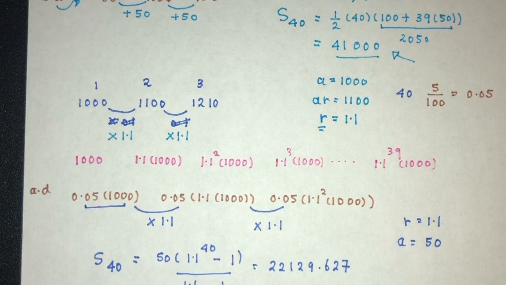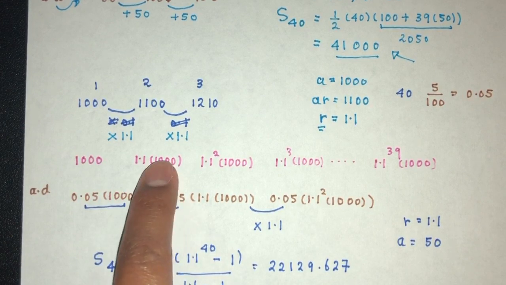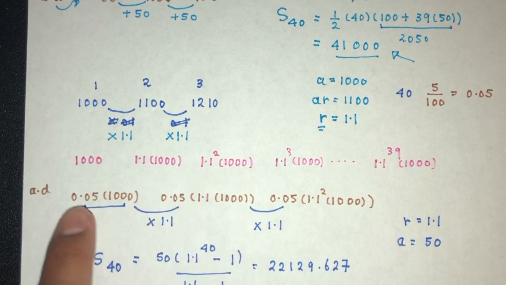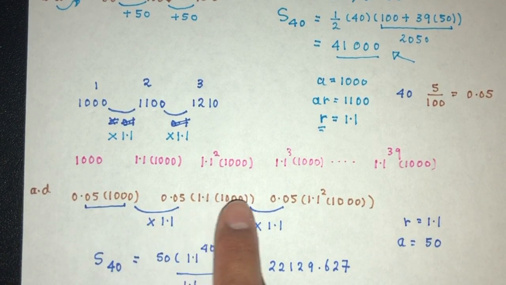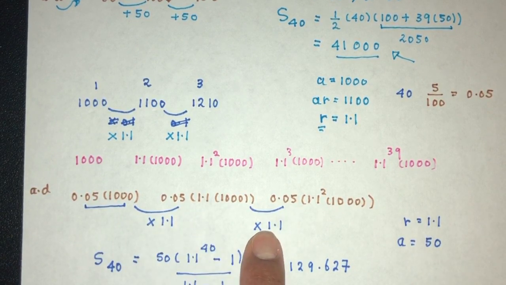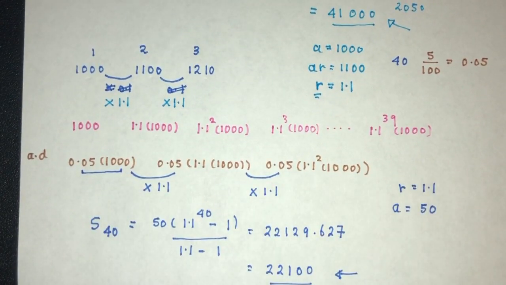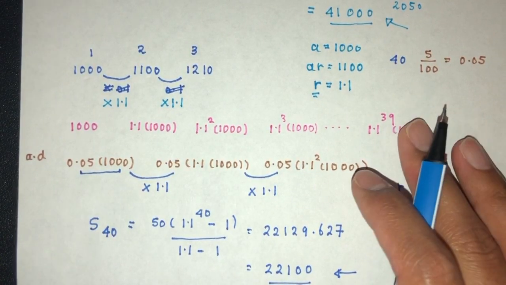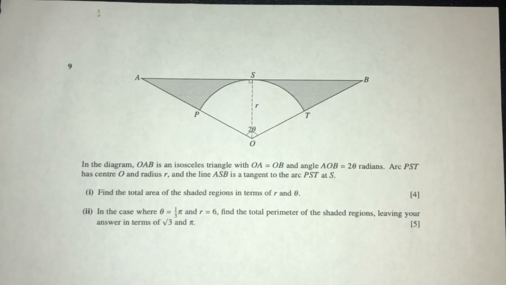Now after this, we have to find the amount donated. So if it is 5% of that, we can write this times this, this times this, this times this. Now for this sequence of amount donated, again we can see it is also a GP, increasing by the same ratio every time. Because of that, we can form our sequence of GP and then use the formulas that we know to find the sum of the first 40 terms. Okay, so that will be your question in regards to series. Let's move on to the next question.